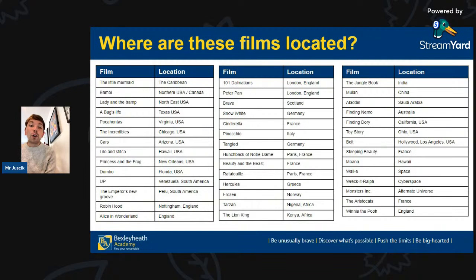And just to give you an idea about how global Disney actually is, if you really think about it, look, you've got Little Mermaid set in Caribbean. We've got loads of different locations, Hunchback of Notre Dame set in France, Tangled in Germany, Cinderella in France again, Finding Dory in California, Wall-E in space, so not even on our planet, just somewhere in space. We've got Winnie the Pooh, which is set in England. We've got Mulan in China, Aladdin in Saudi Arabia, Peter Pan in London. We've got Lady and the Tramp, which is in the northeast of the US. We've got Up, which is set in Venezuela. Robin Hood in Nottingham. So we've got such a large variety of all these Disney movies coming from all different parts of the world.